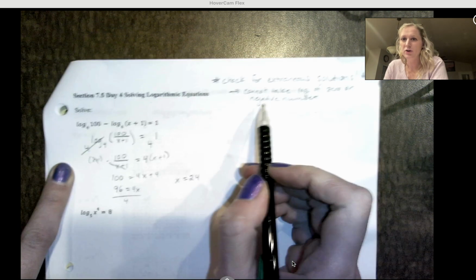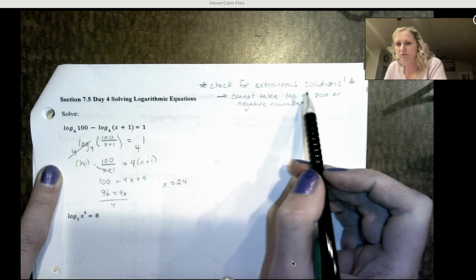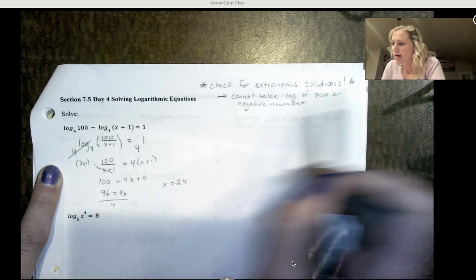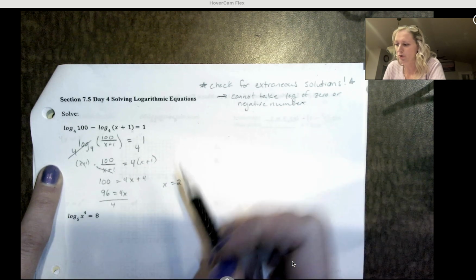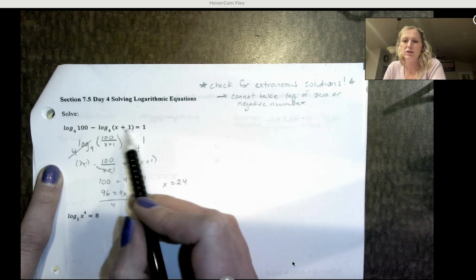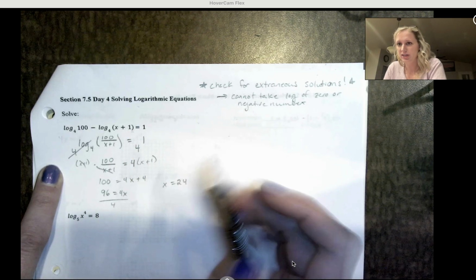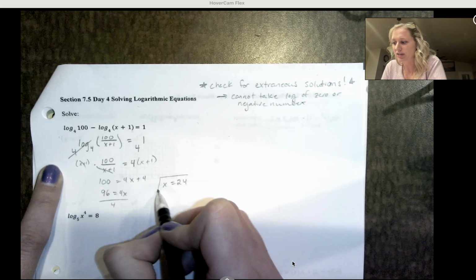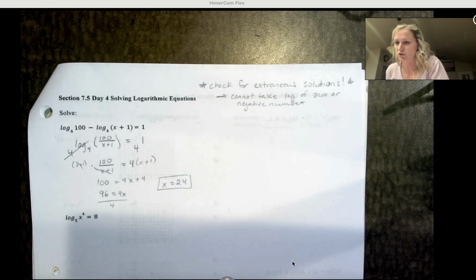Okay. My note up here, you guys, this is just a reminder. I would encourage you to write this down as well to check for extraneous solutions. You cannot take the log of 0 or a negative number. So here, if I were to plug 24 back in right here for x, we'd be good because I'd be taking the log of something positive. Really good idea to check with log equations that your final answer, especially if you get something negative, if you plug it back in, do you end up taking the log of a negative? If so, it's not a solution.